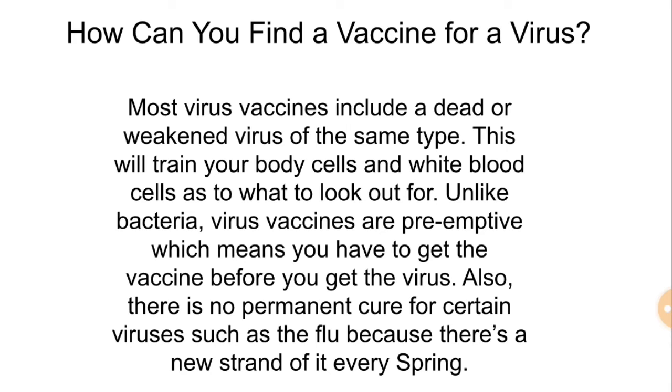How can you find a vaccine for a virus? Most virus vaccines include a dead or weakened virus of the same type. This will train your body cells and white blood cells as to what to look out for. Unlike bacteria, virus vaccines are preemptive, which means you have to get the vaccine before you get the virus.